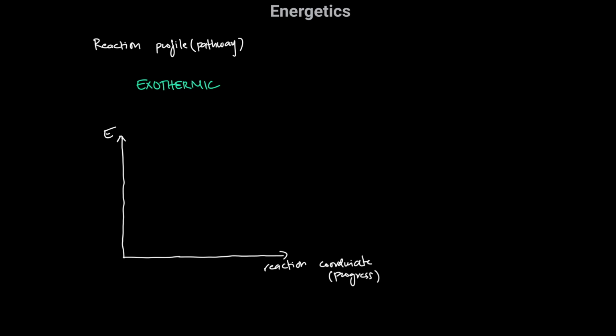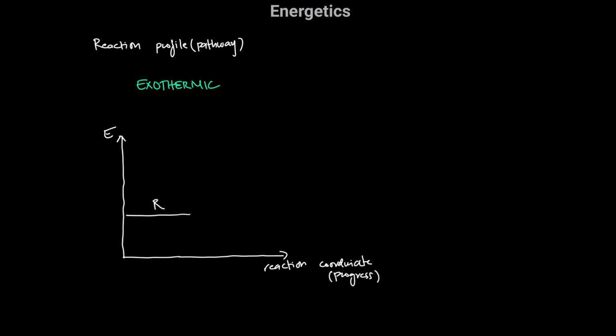So again, on the x-axis we have reaction progress. If we're looking at an exothermic reaction, we're going to start with reactants. I'm going to use capital R for reactants. As the reaction progresses, we know that in order for the reaction to take place, there is a minimum energy needed. That energy is called the activation energy.